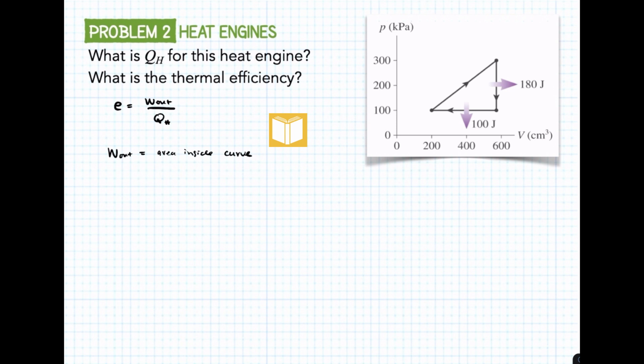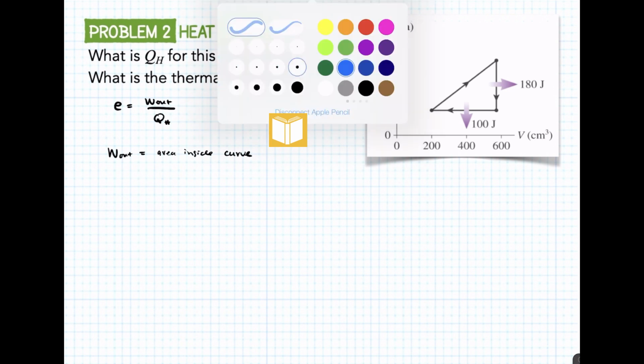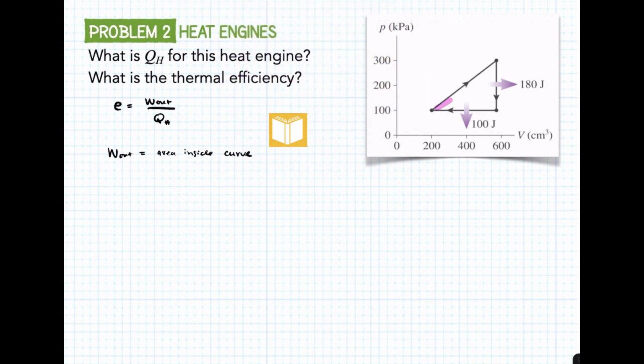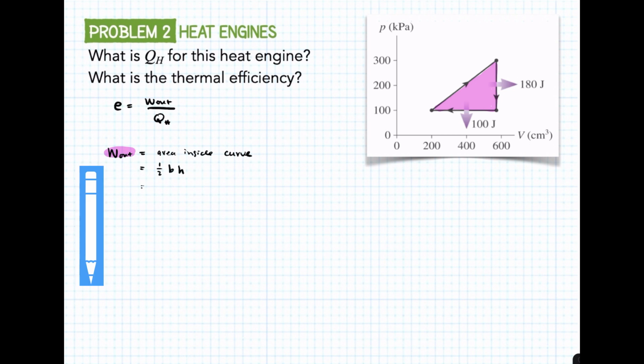Okay, so if we want to calculate that, that's going to look like this. So that's our work out. And we're in luck because that's just the area of a triangle. And remember, we know the area of a triangle is 1/2 base times height. So we calculate that and it gives us 1/2. The base, we're going from 200 to 600 here. So that's 400. Unfortunately, this is in centimeters cubed.